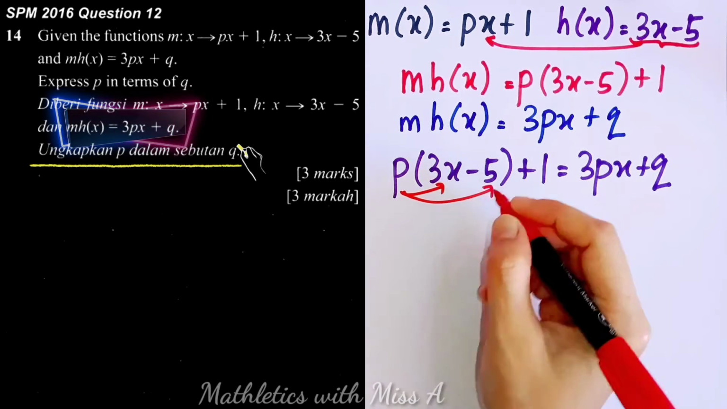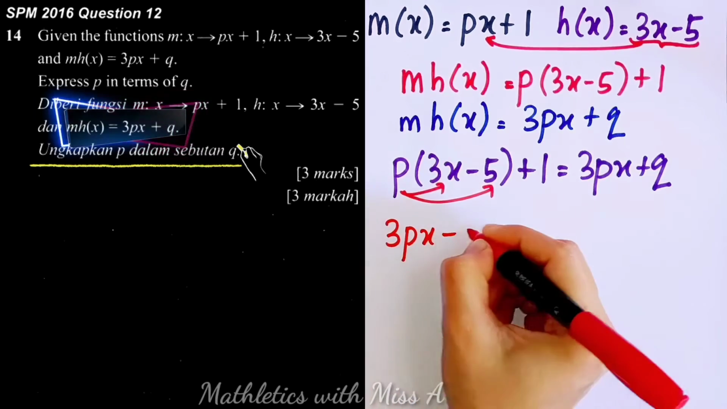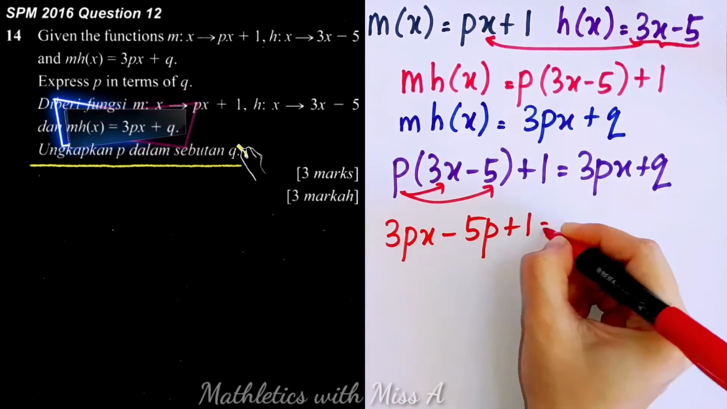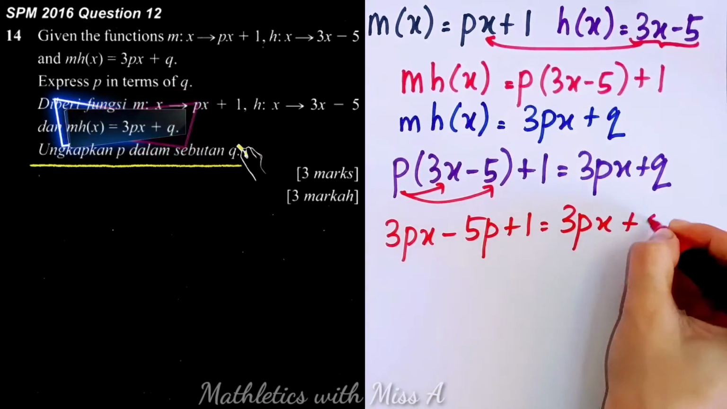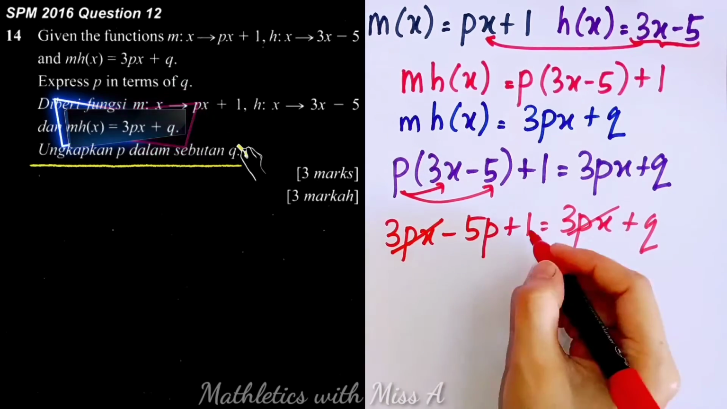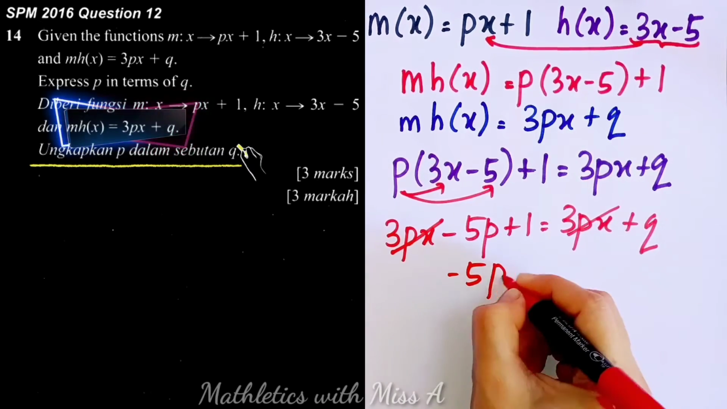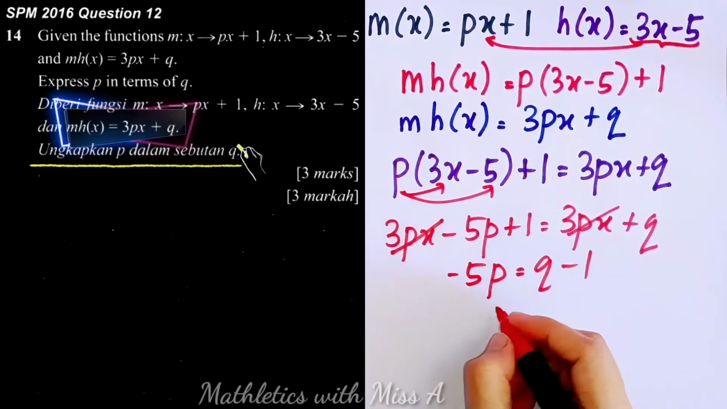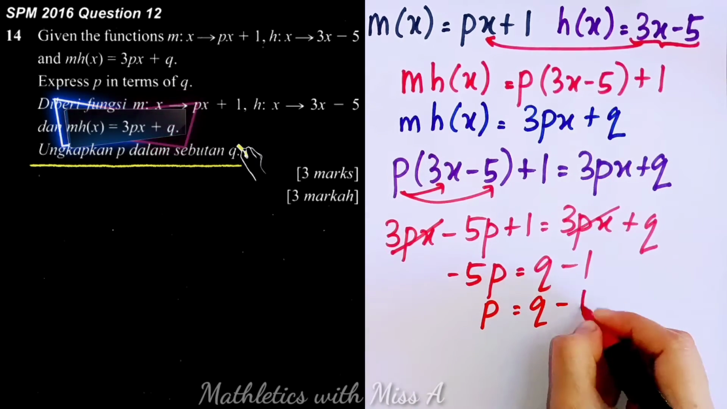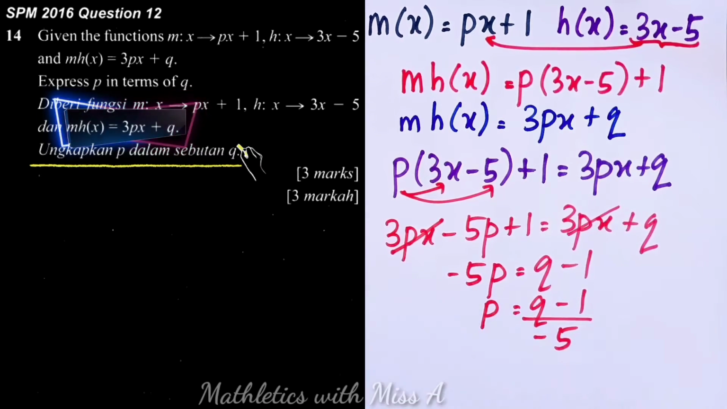Then expand. So 3px minus 5p plus 1 equals to 3px plus q. So cancel each other. So yang tinggal negative 5p equals to q minus 1. So p equals to q minus 1 over negative 5. Sebabkan dia negative, so p equals to 1 minus q over 5.